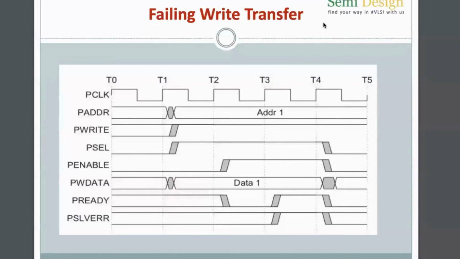error or the mismatch in the data. Okay. So that is the P-slave error based on the read data. See here, it compared the read data and the write data.